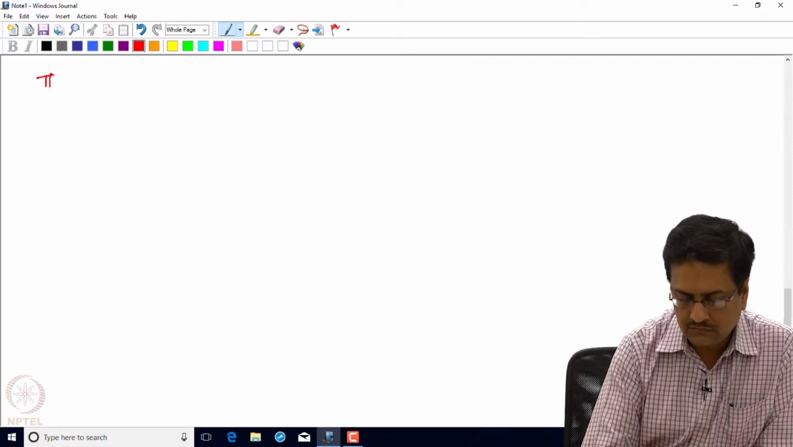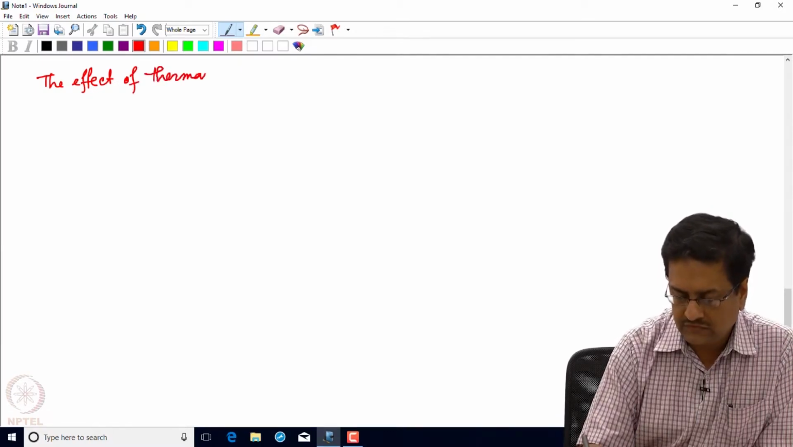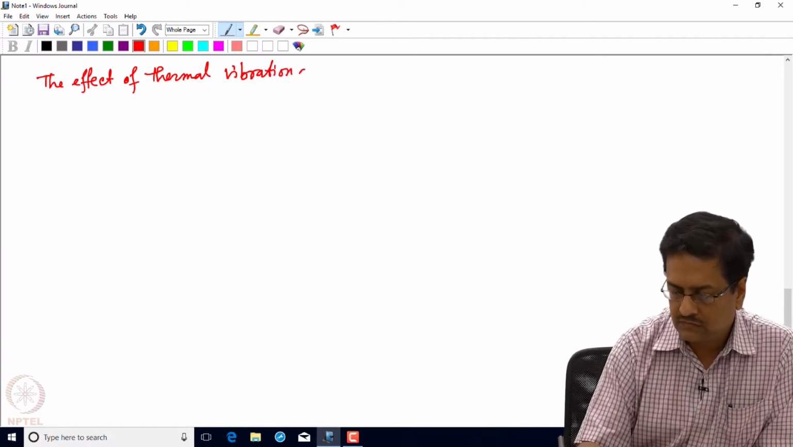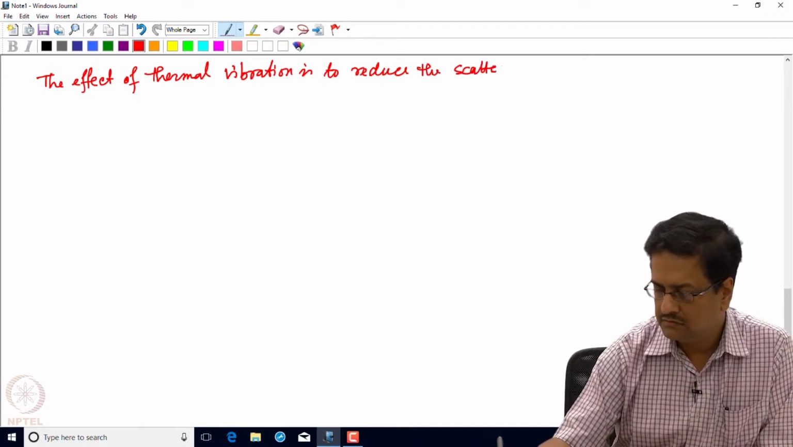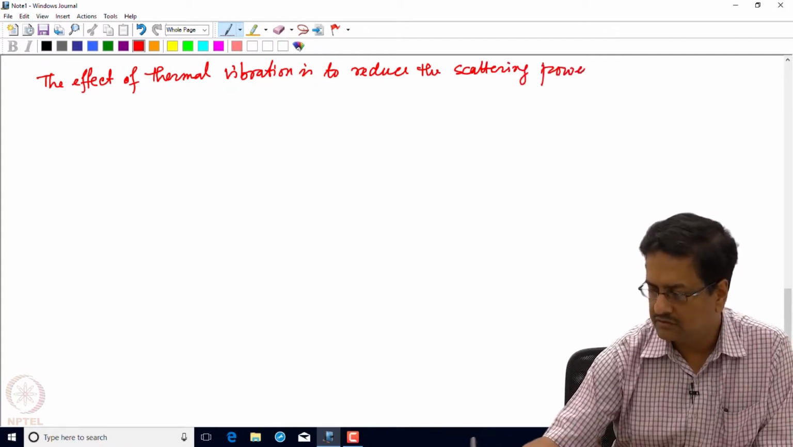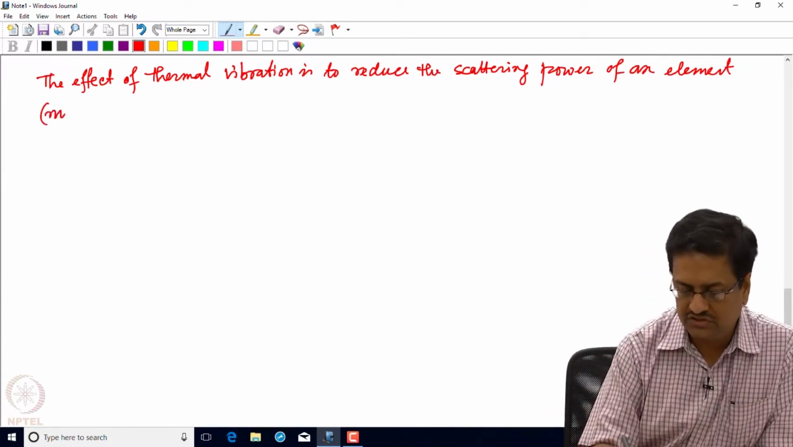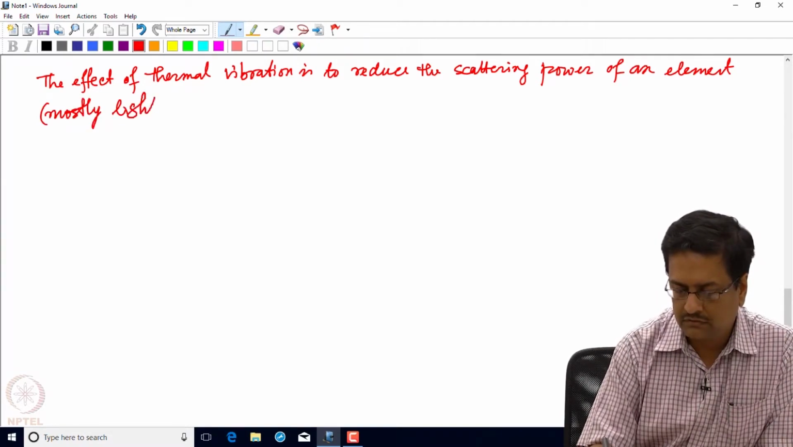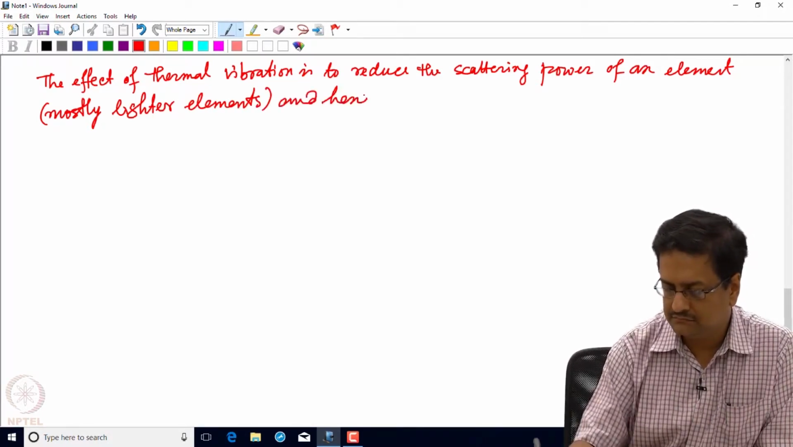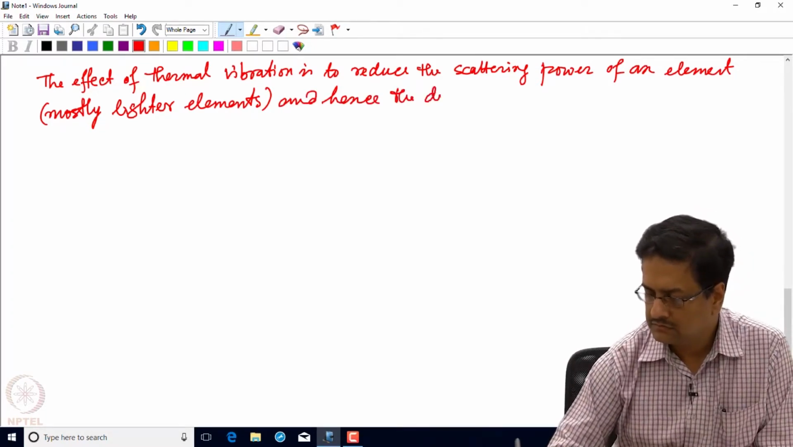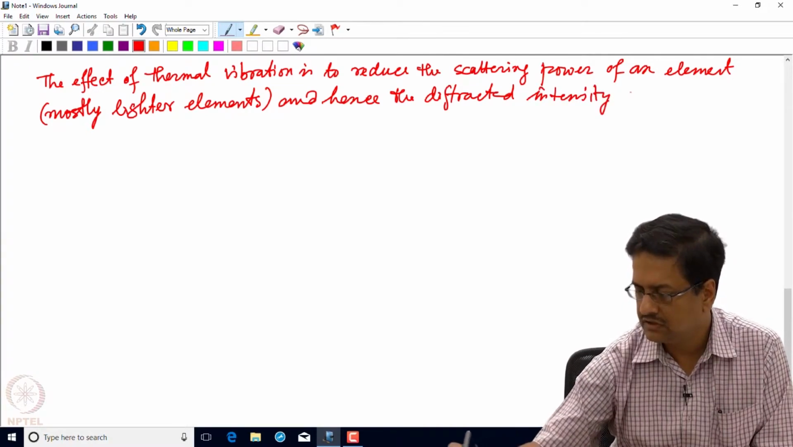So the effect of thermal vibration is to reduce the scattering power of an element, mostly lighter elements, and hence the diffracted intensity is weak.